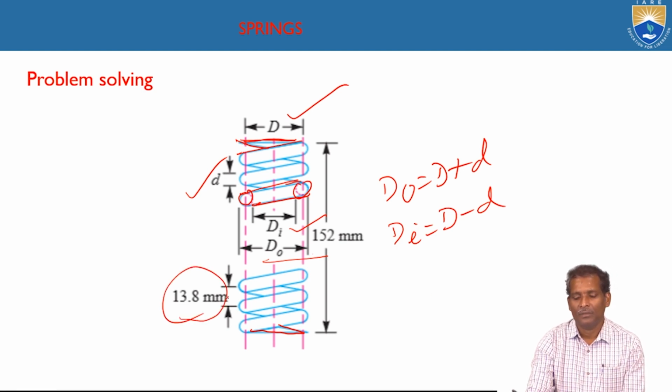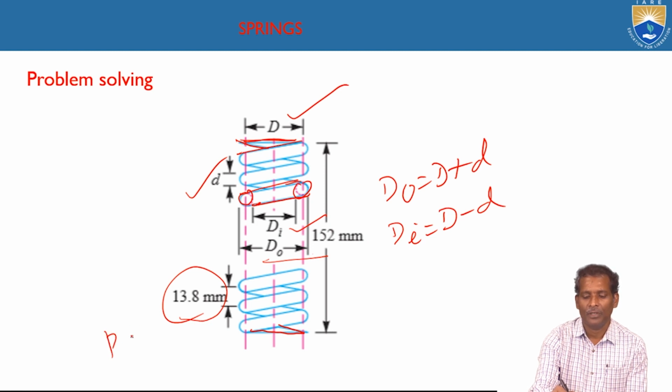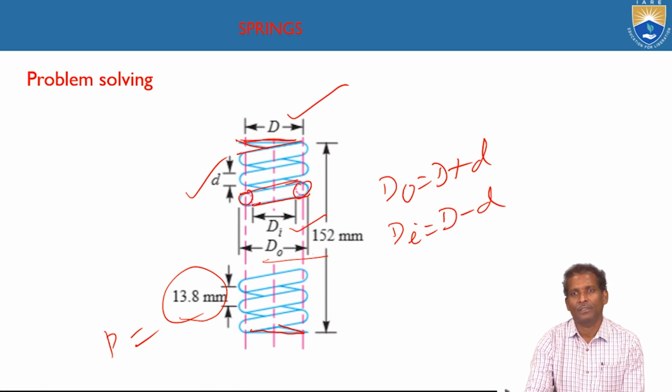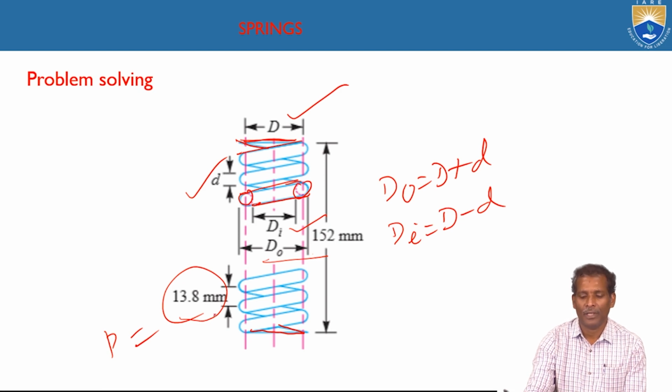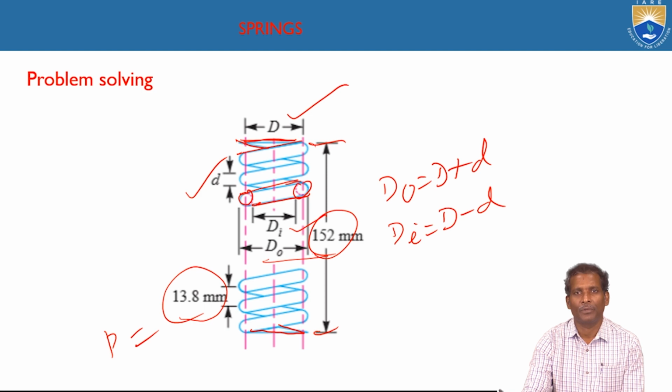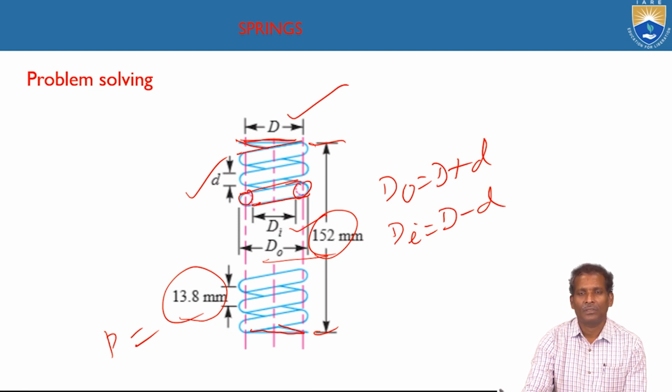13.8 mm is the pitch of the coil. As per our definition of the pitch, it is the axial distance between two adjacent coils. So that is 13.8 mm. The total length of the spring is 152 mm. So like this, you have to draw the helical spring by using the calculated values.